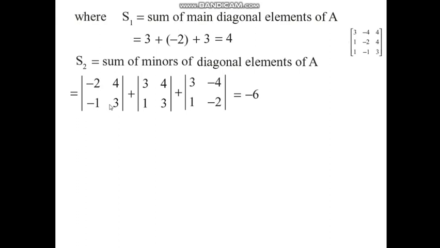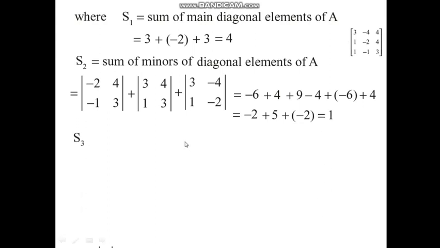According to the determinant of a 2 by 2 matrix, one can get (-6 + 4) + (9 - 4) + (-6 + 4). That is -6 + 4 = -2, 9 - 4 = 5, plus -2, so 5 - 4 equals 1.